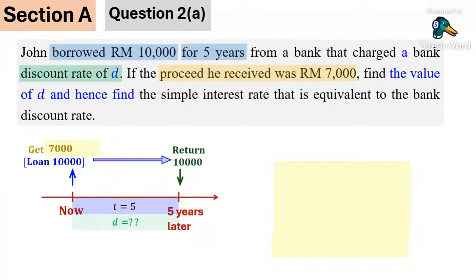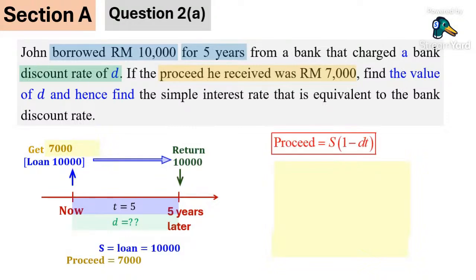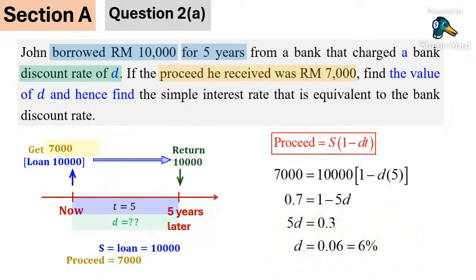Let's see how we get the calculation done. According to the information here, the S in the simple discount formula refers to the loan amount, which is 10,000, the amount that he asked for. The proceeds are the actual amount of money received, which is 7,000. Then by using the formula, proceeds equals S bracket 1 minus dt, and substituting accordingly, I get my answer for D equals 6%, 0.06.